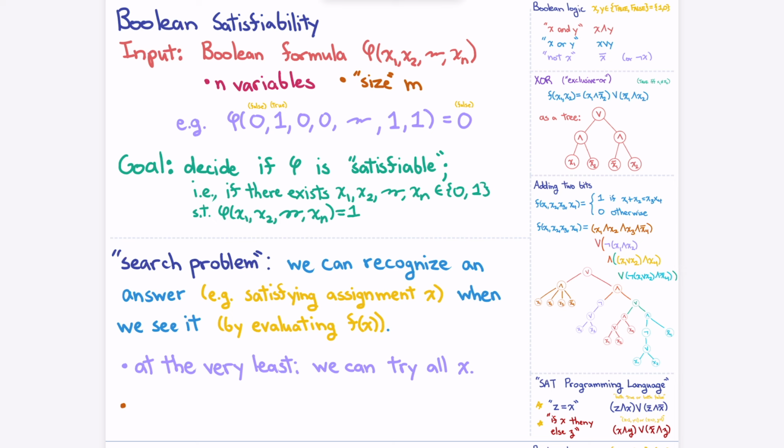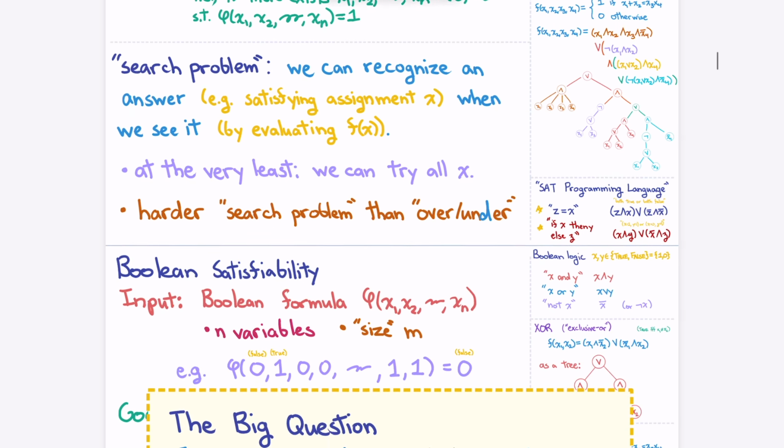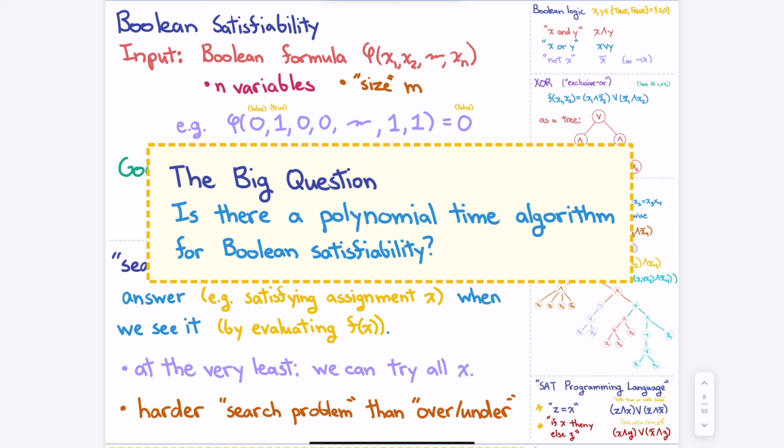But somehow it seems much more complicated than the over-under game. In the over-under game, we're able to do something simple like guess 50 over-under, guess 25 over-under, and cut the search space in half every time. But it's not so straightforward how to do that for this problem. It's hard to identify that structure. So that's the big question that we're going to be grappling with for the next few weeks. Is there a polynomial time algorithm for this problem?